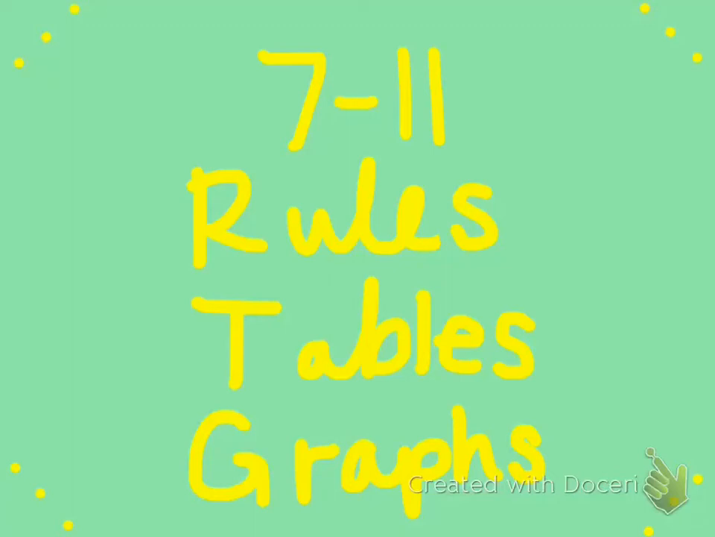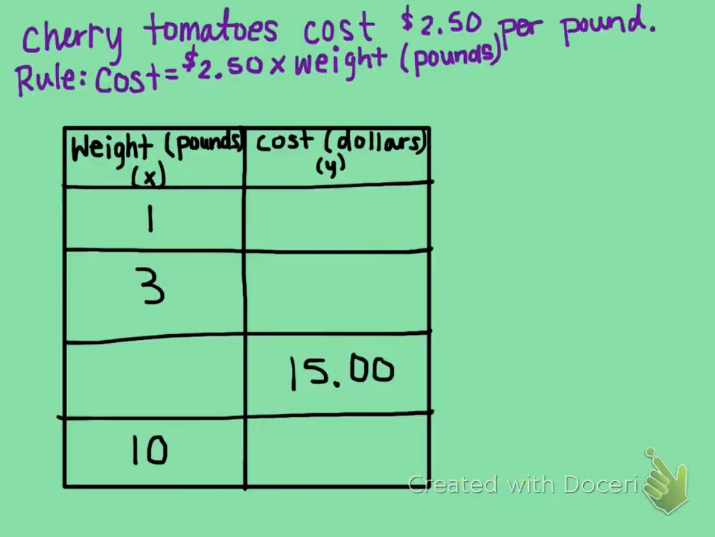We're going to be talking about rules, tables, and graphs in 7-11. Our example says cherry tomatoes cost $2.50 per pound, and they give you the rule: the cost equals $2.50 times the weight in pounds. Our job is to use that rule that they gave us to fill in the blank spots on the table.